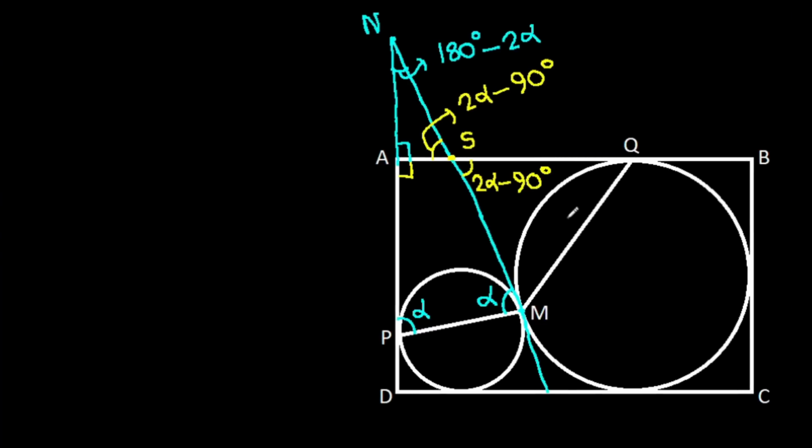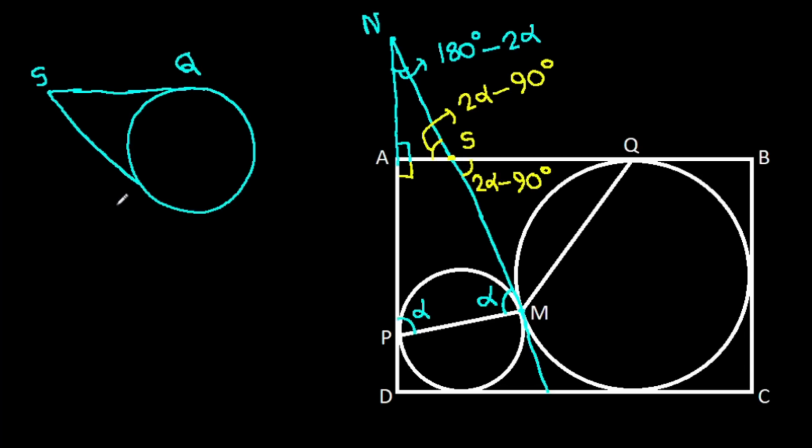Now on the bigger circle, from point S, SQ is a tangent, and SM is a tangent. So SQ, it will be equal to SM.